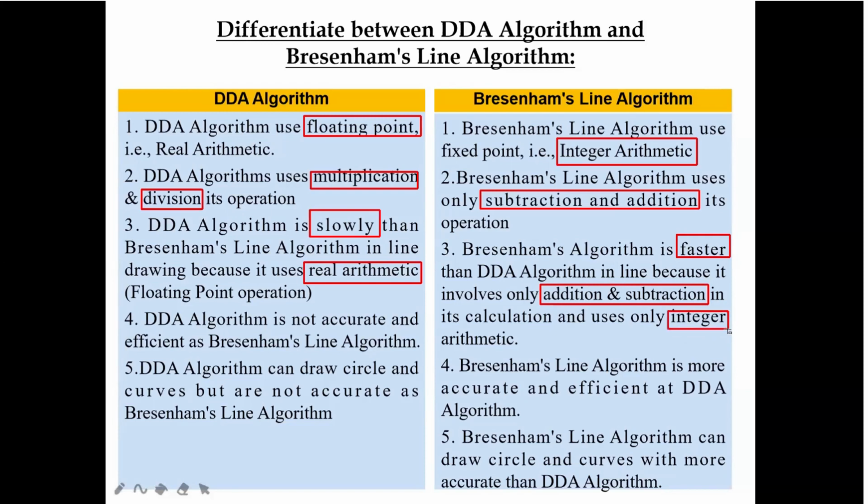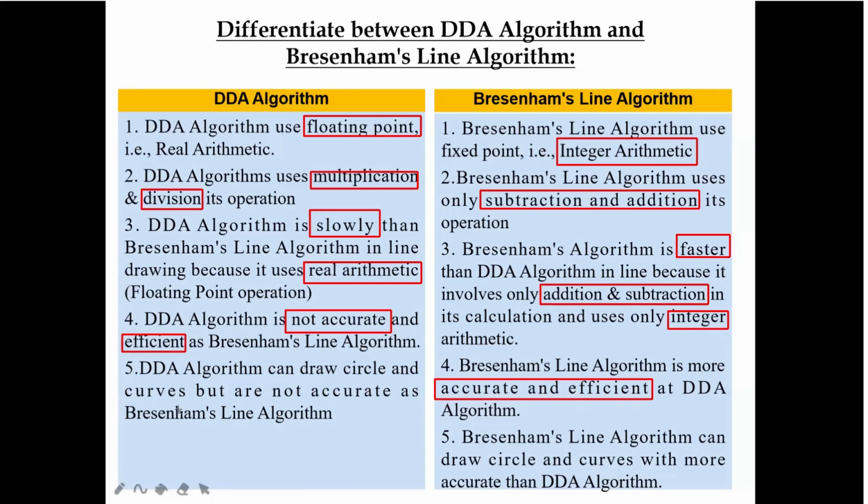Fine. Next is the fourth point. You can see the DDA algorithm is not accurate and efficient. Okay, it is not accurate. That is the first thing, because we were not getting the points properly. But Bresenham's algorithm is very accurate and efficient. Okay, so that is the fourth point of the difference between the DDA algorithm and Bresenham's line algorithm.